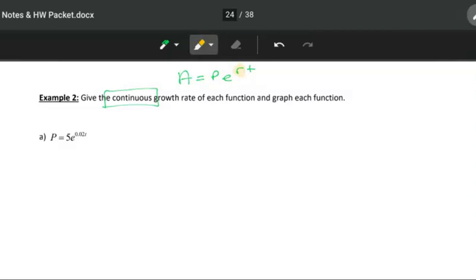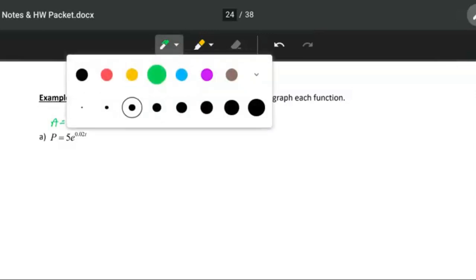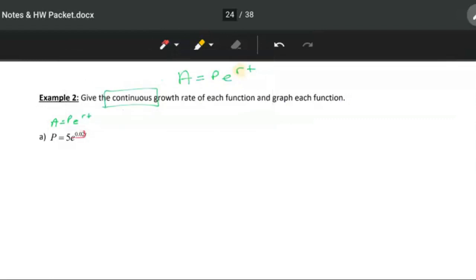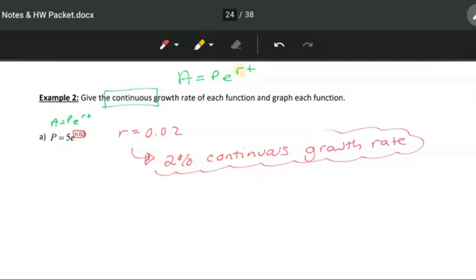So if you look at this formula, even though the letters might be a tiny bit different, I think it is written in that form A equals PERT. So the R value is this 0.02. And so R is 0.02. If we turn that to a percent, 2% is our continuous growth rate. So that was one thing. Give the continuous growth rate, and then they want us to graph each function.